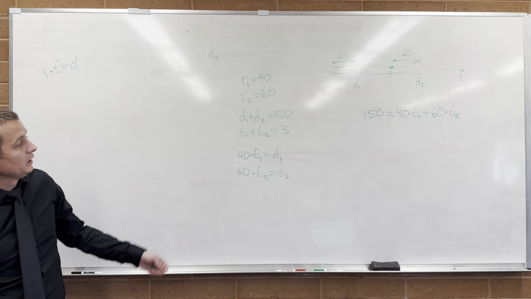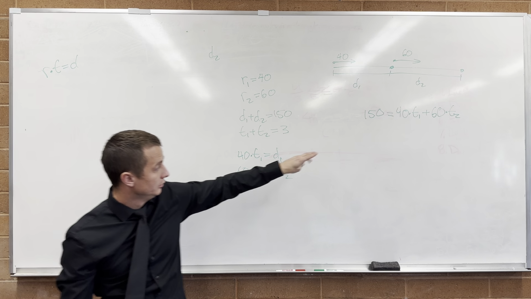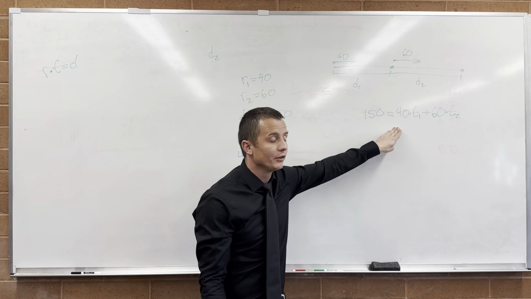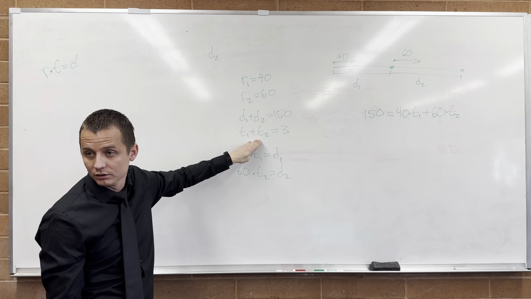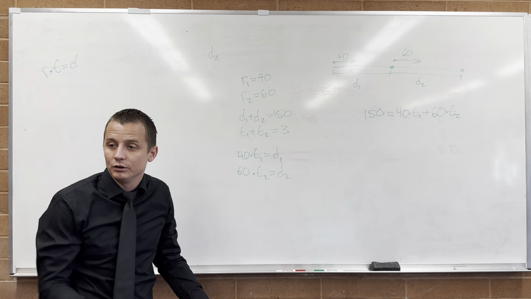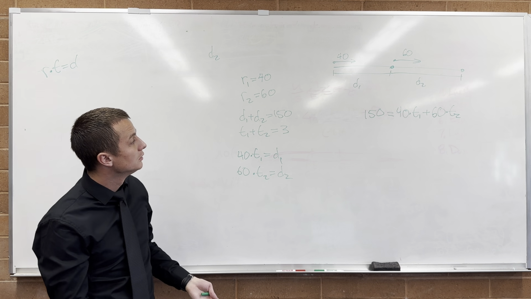Okay, last thing we need to use is this equation, so that we only have one variable. Notice that we have one equation with two variables right here. We've got to substitute out one of those variables using this equation. So we can replace T1 with T2, or we can replace T2 with T1. Which one do we want to do?